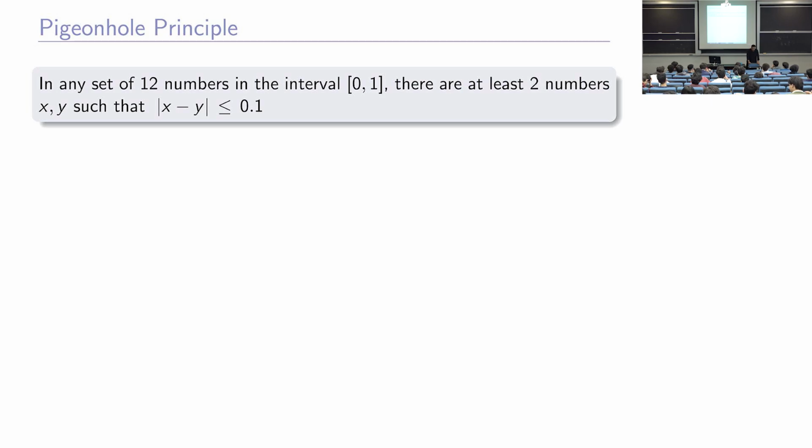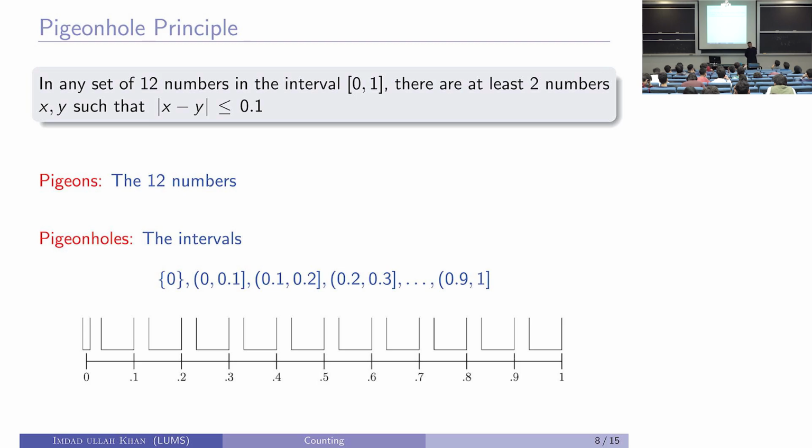Which will be our pigeon? Numbers are the pigeons. Okay, that's a good idea. So we have 10 intervals. What is the first interval? 0 to 0.1. And what's the second interval? 0.1 to 0.2. Why 0.1 in both of them? If a number is 0.1, which interval does it belong to? So we'll have to make one closed, then the other has to be open.